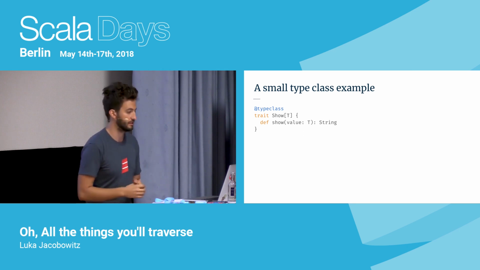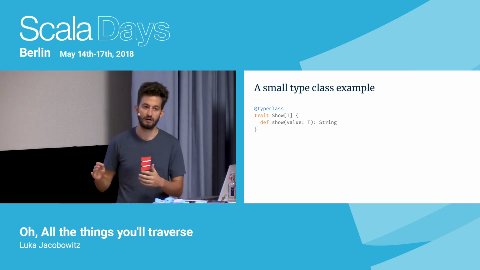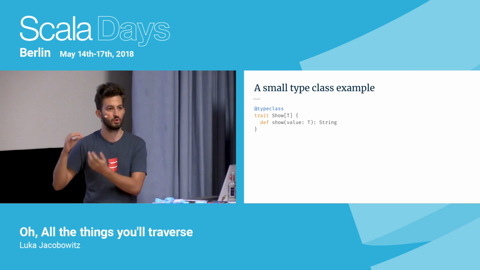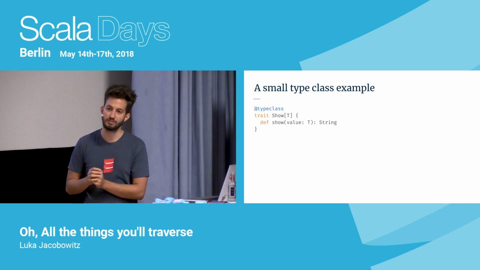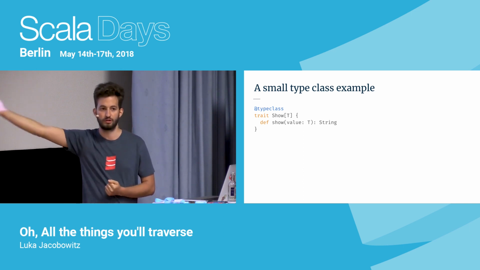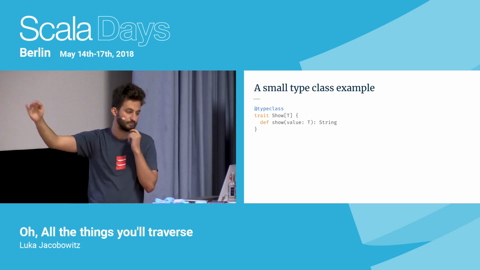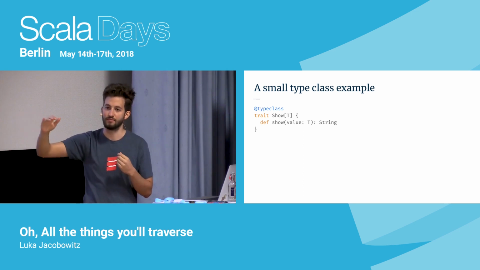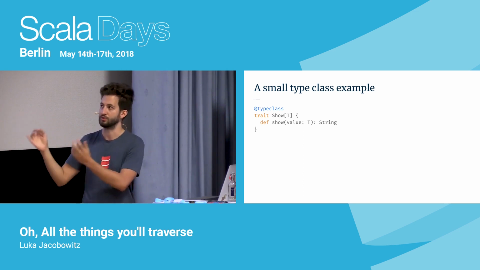So if you have an instance of this Show type class, it means that you can convert a type t to a string. Basically, this just means that we can convert a type t to a string.